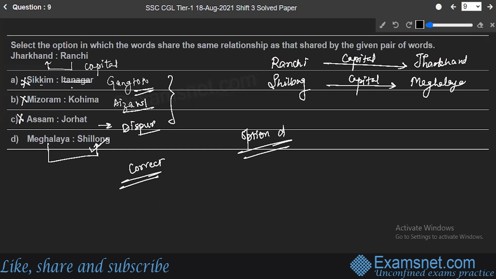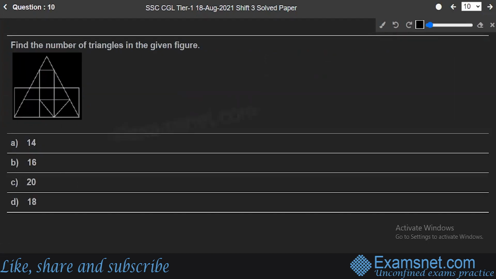Then let's move to the next, question number 10. In this question, you have to find out the number of triangles in the given figure. See, it will be very tough if I just mark all the triangles in the given image only. Everything will be jumbled. What I'll do, I'll name all of these points. Right, let's start. So this is A, B, C, D, E, F, G, H, I, J, K, L, M.